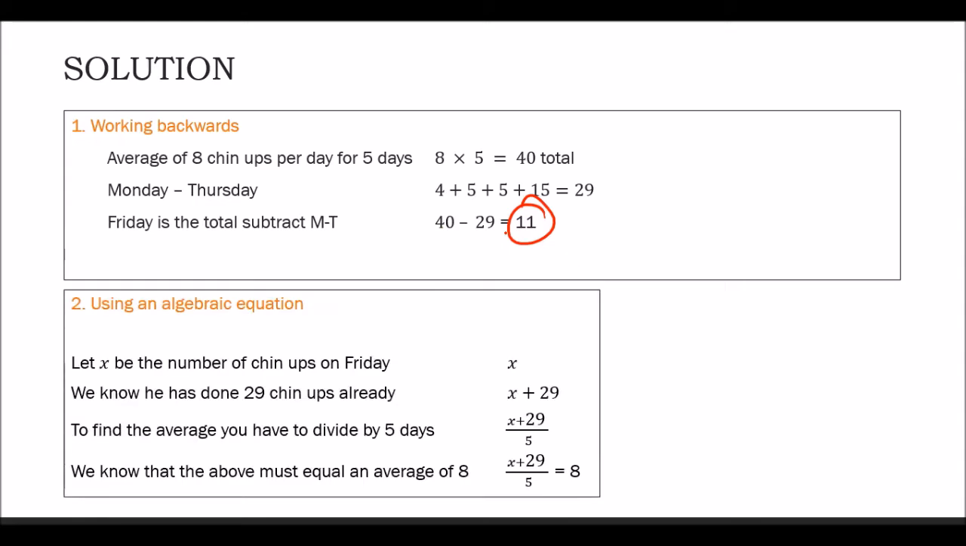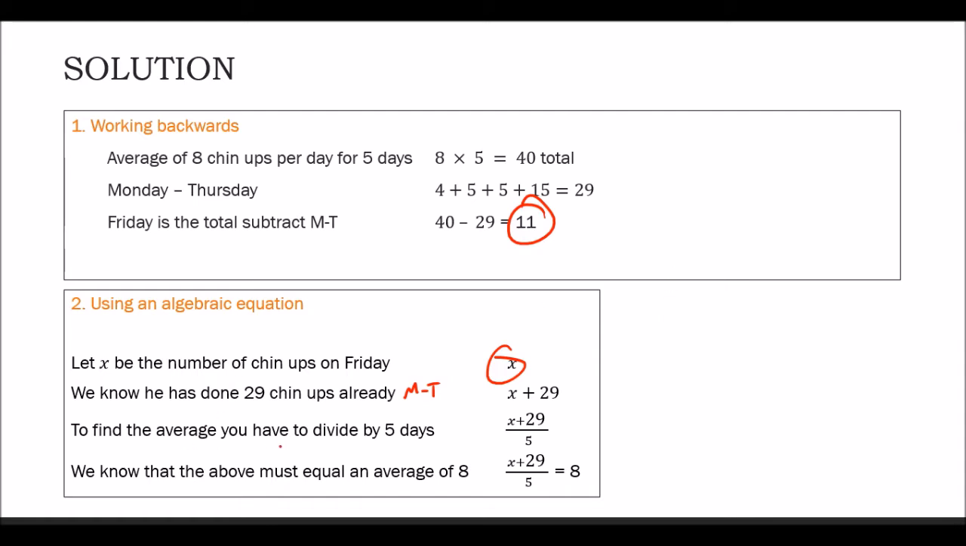The other way we can do this is algebraically. Now, this is a bit confusing for now, and it may not make sense just yet. But just hear me out. Let x be the number of chin-ups on Friday. So remember, we're going to use x as that unknown variable. So we're trying to figure out what is x. We know that he's done 29 chin-ups already, from Monday to Thursday. So that means this unknown value plus 29 should equal something.